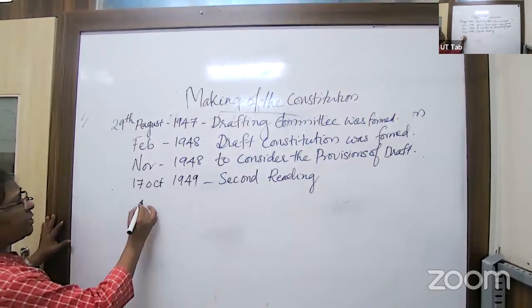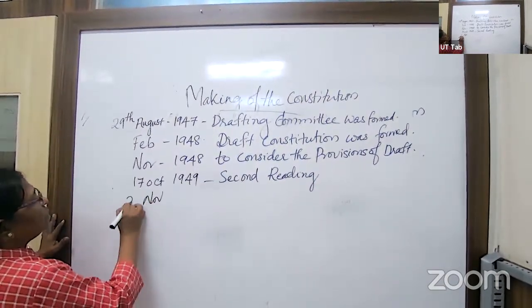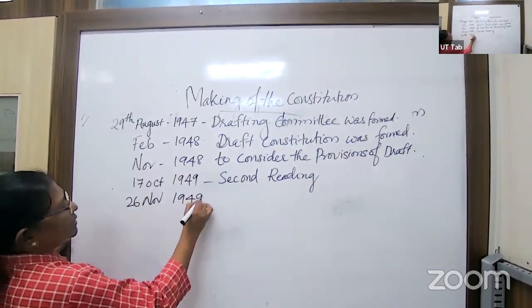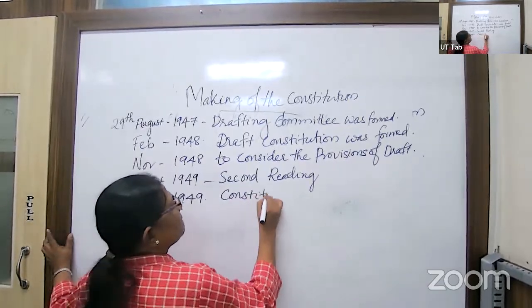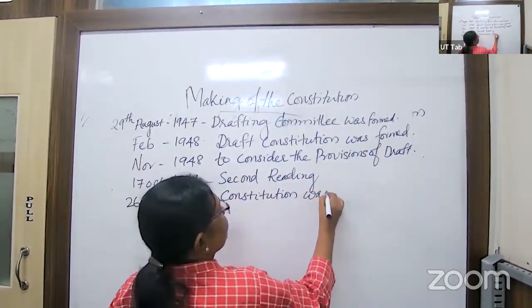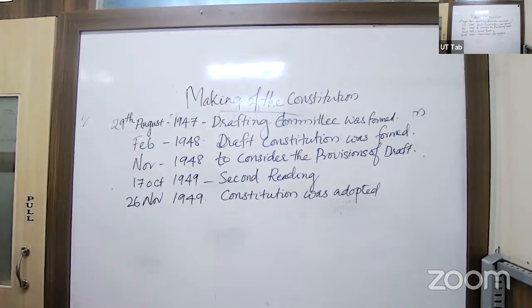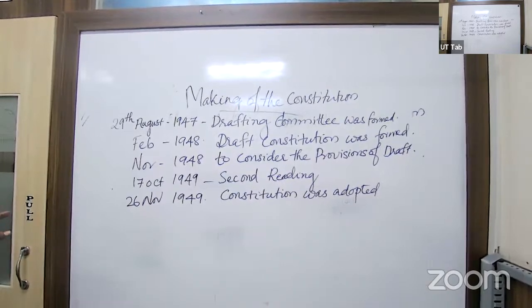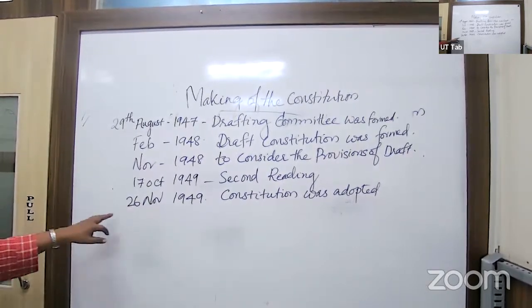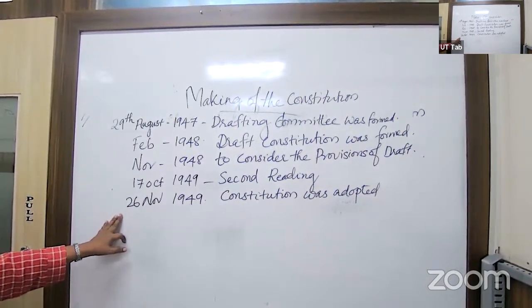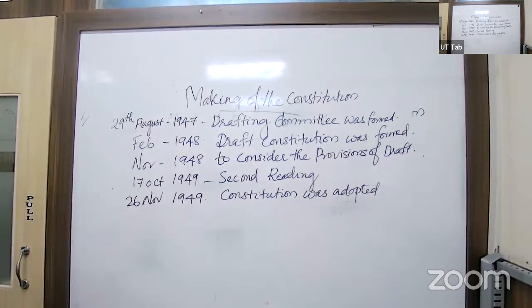Then the constitution was adopted 26th November 1949. Okay. In the preamble, the last part is written. Read preamble. Have you got here also is there? Preamble. It is given. That is, we adopt, enact, and give ourselves this constitution on 26th November 1949. So that is what here 26th November. Okay. So we adopted that constitution. And this was the third reading.